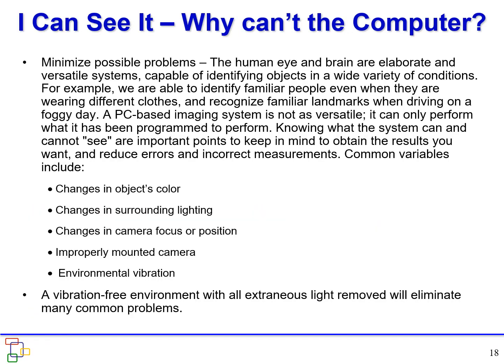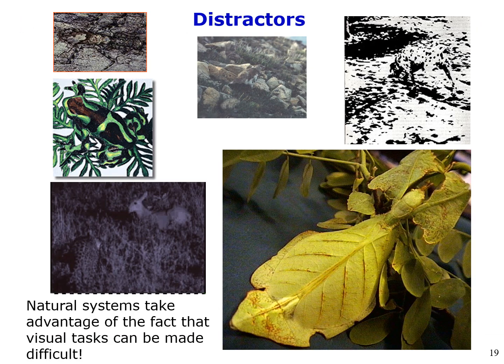This is a classic example of: I can see it, so why can't the computer? Normally the human eye and brain are an elaborate universal system that can identify objects in a wide variety of conditions. That is not the case for a computer vision system, where it needs proper lighting, camera focus and different situations to correctly capture the images. There can also be a lot of distractors, so it needs to avoid these distractions to capture the image properly.